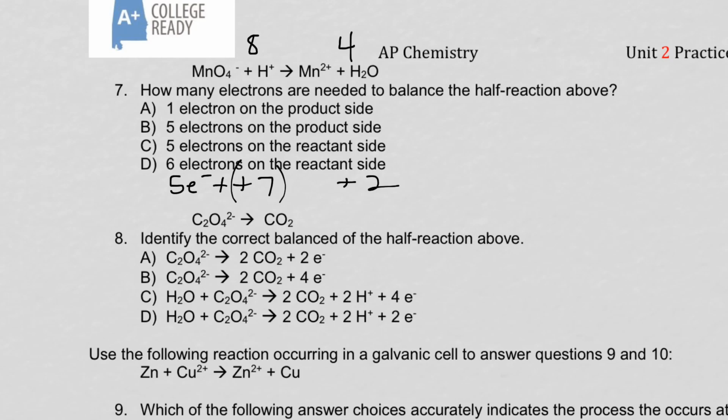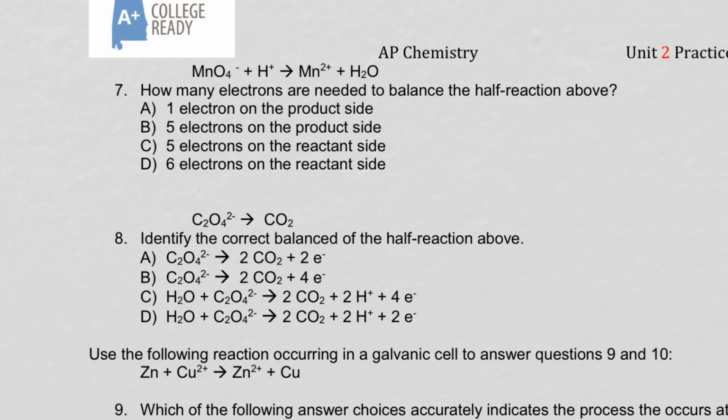Moving on to 8, it says identify the correct balanced half reaction above. We have this oxalate ion and carbon dioxide, and I like this example because it shows students that sometimes these half reaction balances can get a little complicated, but other times one coefficient balances several, more than one, atom. So this is a case of that.